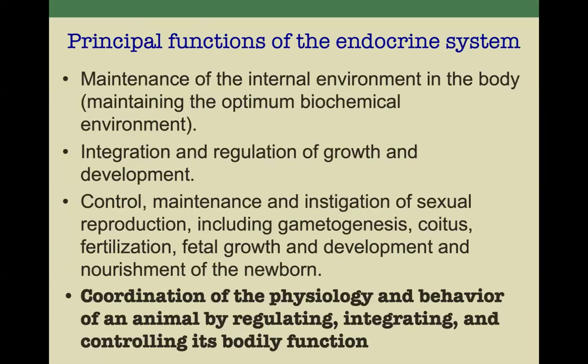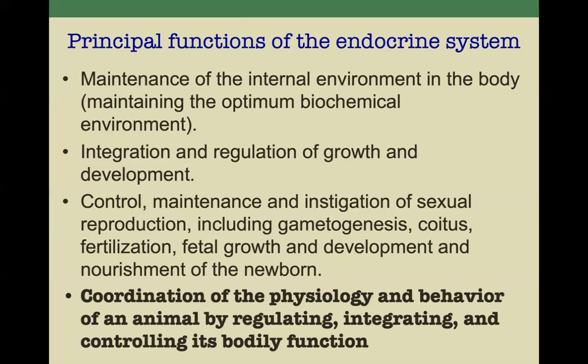Now that you have a general idea of what a hormone is and how endocrine signaling is distinct from neural signaling, let's consider the principal functions of the endocrine system. The endocrine system is involved with the maintenance of the internal environment in the body, or maintaining the optimum biochemical environment. It's also involved in integrating and regulation of the growth and development of the organism.